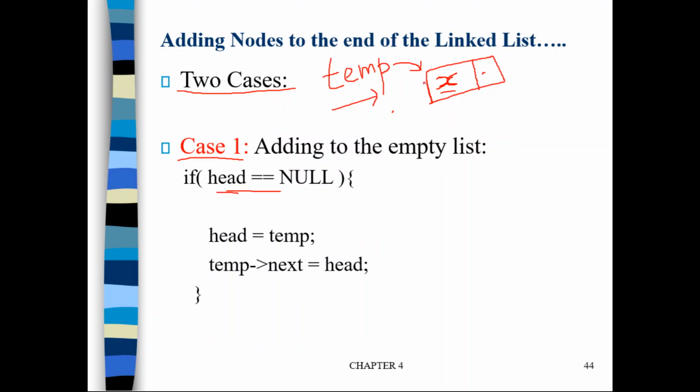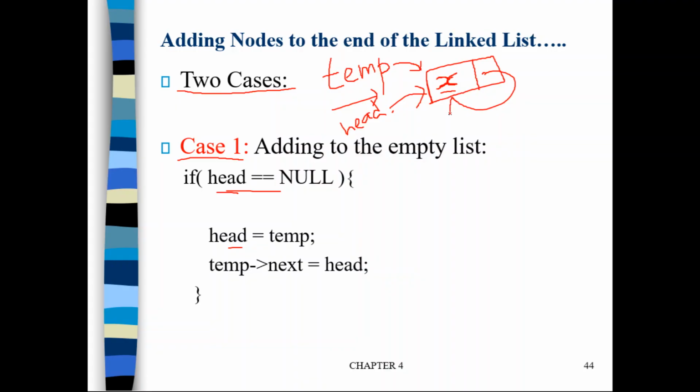Then head should point where? In that case, this is the first node, so head should point here. That means head should point where temp is pointing. So just say head is equal to temp. It means that head is pointing where temp is pointing. That's the meaning, right?